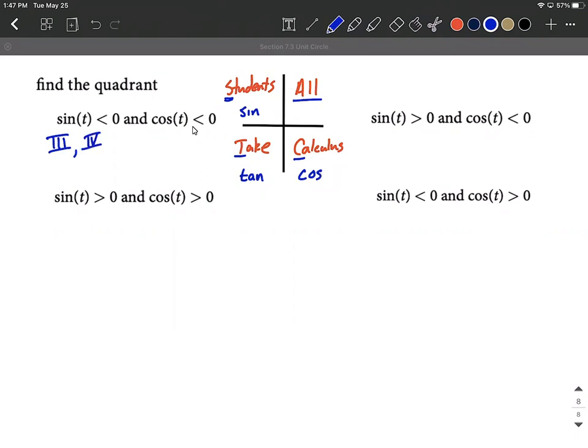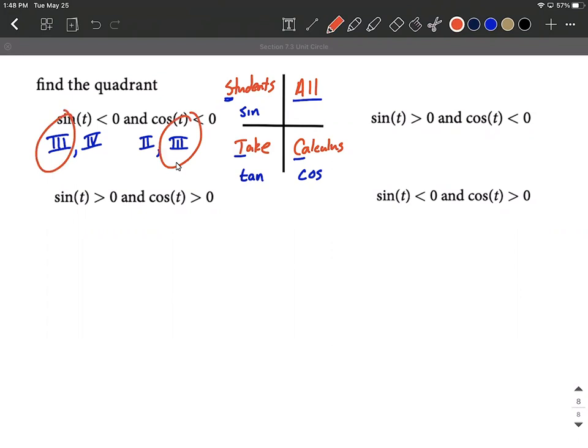Next, we have cosine is less than 0. That means cosine is going to be negative. Well, cosine's positive in the first. It's negative in the second because only sine is positive in the second. So cosine is going to be negative in the second, and then negative in the third quadrant. Only tangent's positive there, and cosine's back to positive in the fourth quadrant. As you go through these, you're just looking and saying, this was okay to be either third or fourth, this was either second or third. So what do they have in common? This has to be the third quadrant.